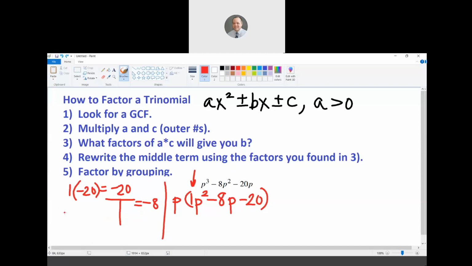Let's see, negative 10 and positive 2. Let's check. A negative 10 times 2 gives you negative 20, and negative 10 plus 2 gives you negative 8. So we got the right combination of factors.